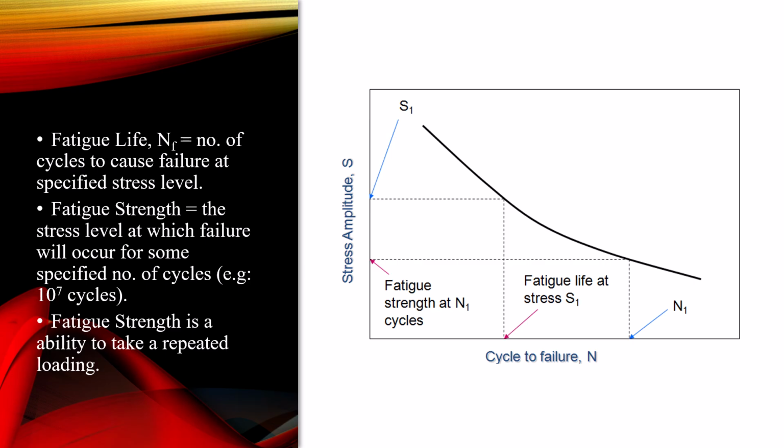So, fatigue life is the number of cycles to cause failure at a specified stress level. Fatigue strength is the stress level at which failure will occur for some specified number of cycles, for example, 10 mega cycles. Fatigue strength is the ability to take a repeated loading.